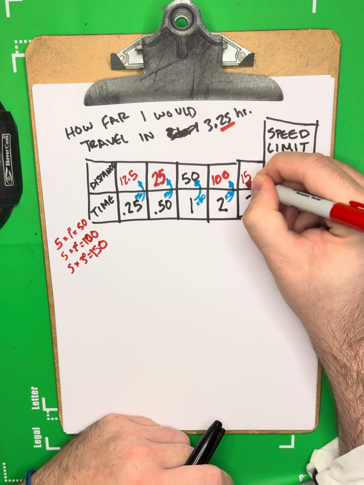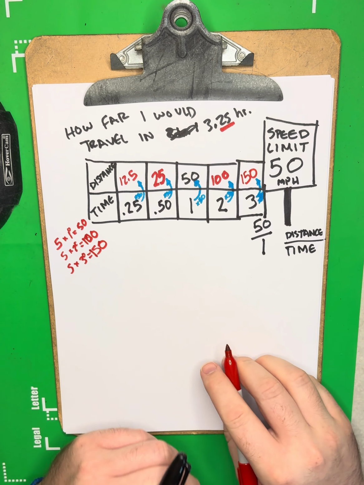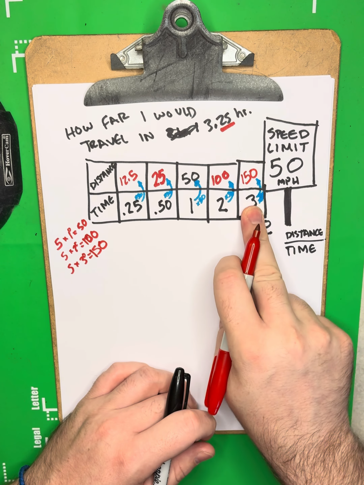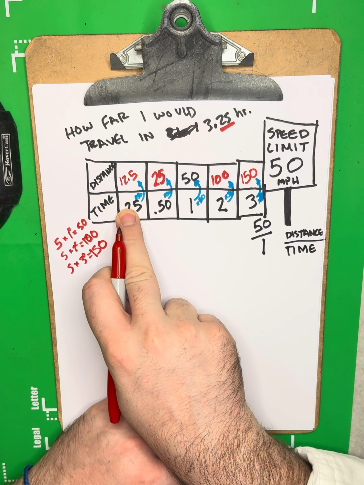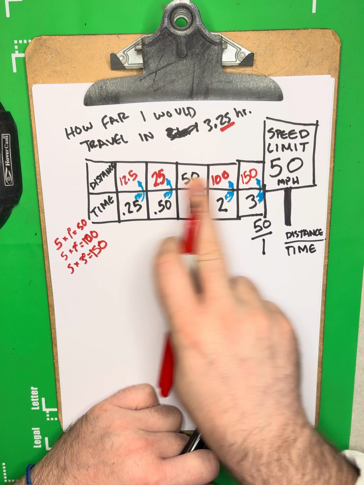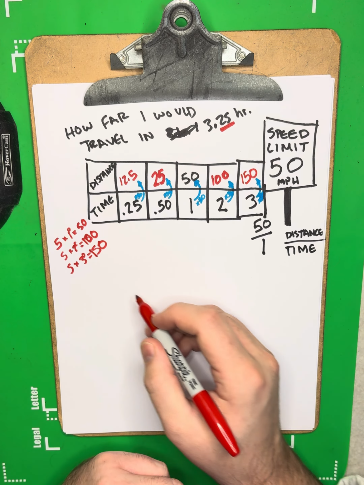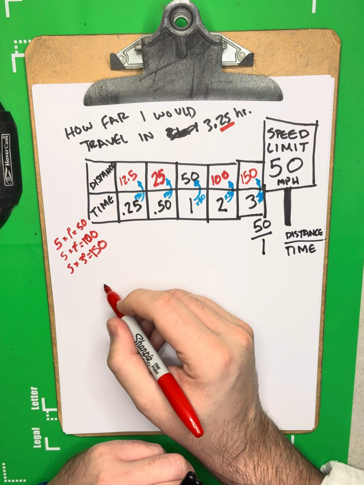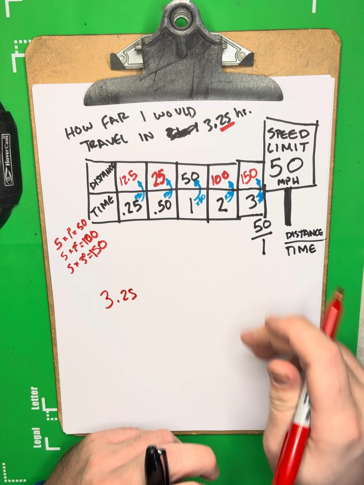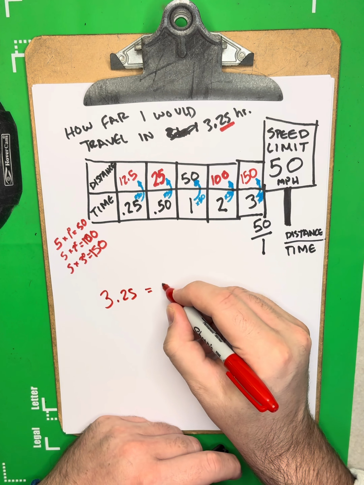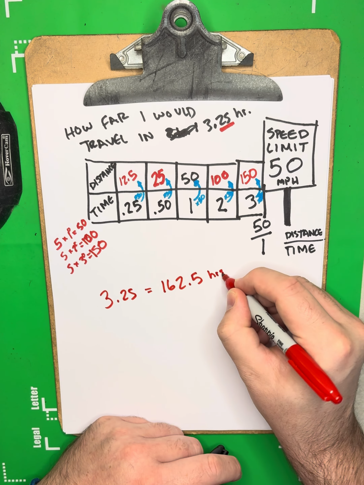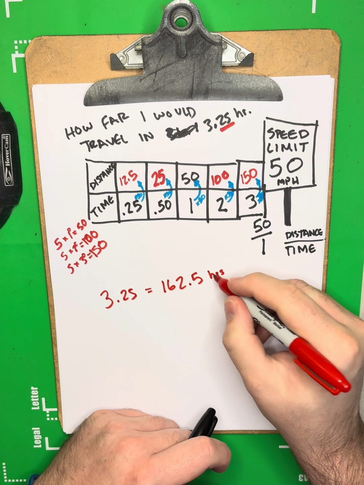All right, so if I'm looking at my problem of 3.25 hours, I have 3 hours and 0.25 hours. So I know that the distance I'll travel is 150 miles plus 12.5 miles. So I say that in 3.25 hours equals 162.5 miles, sorry.